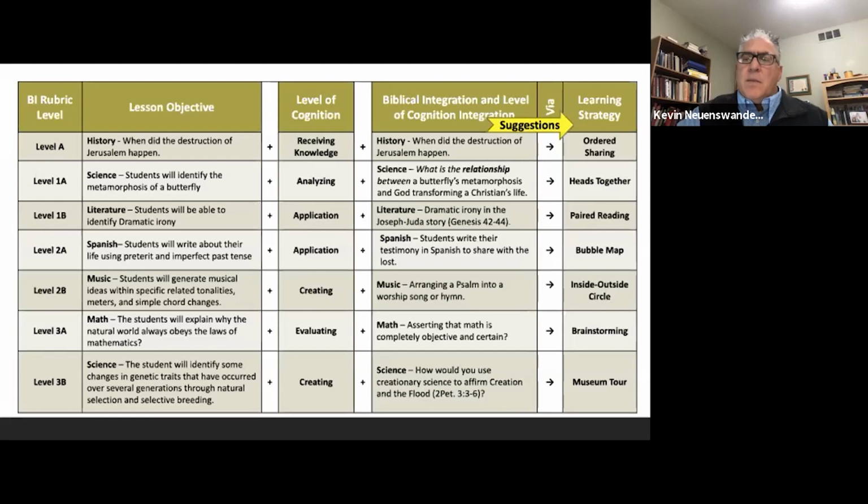So the same teaching learning strategy can be used for different levels of each. For example, let's look at level 2A. So Spanish was the lesson objective, not objection. I apologize.